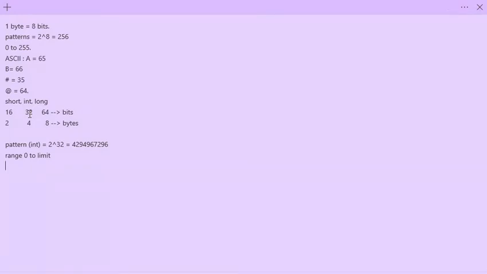And if we are talking about signed and unsigned, if it is signed, then everything will be divided into half for positive and half for negative. So for signed, the range would start at negative 2,147,483,648, and it will go up to 2,147,483,647.